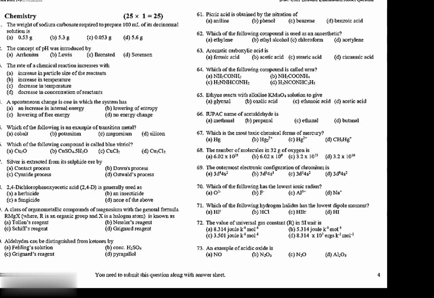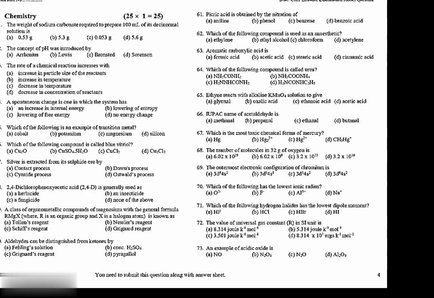Chemistry, max 25 into 1 equal to 25. Question number 51. The weight of sodium carbonate required to prepare 100 ml of its normal solution is: A, 0.53 gram; B, 5.3 gram; C, 0.053 gram; D, 5.6 gram. 52. The concept of pH was introduced by: A, Arrhenius; B, Lewis; C, Bronsted; D, Sorensen. 53. The rate of a chemical reaction increases with: A, increase in particle size of the reactants; B, increase in temperature; C, decrease in temperature; D, decrease in concentration of reactants.